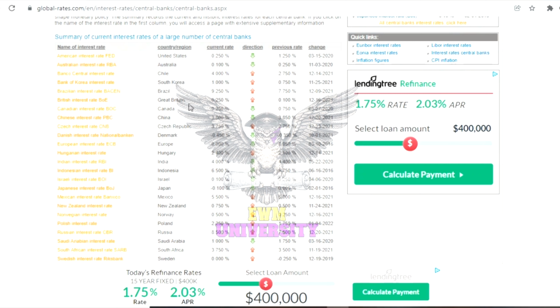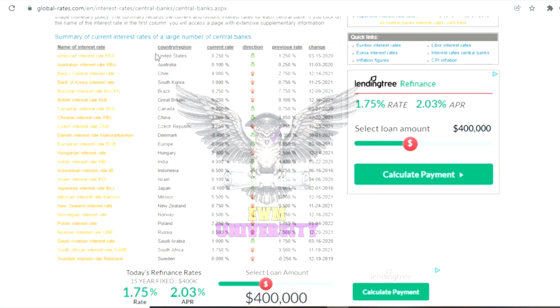All right. So as you can see, you have the central banks here denoted on the left and the country that they represent. You'll see the current interest rate of that currency. And as you get over here, you begin to see the direction, right? And this direction is in correlation to the last change, the last date that the interest rate was changed.